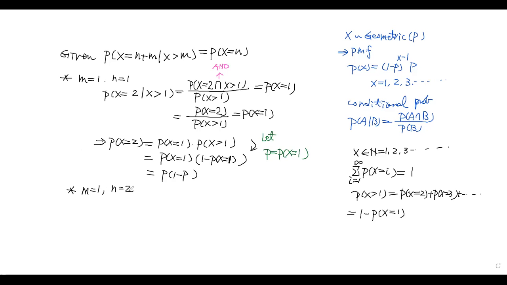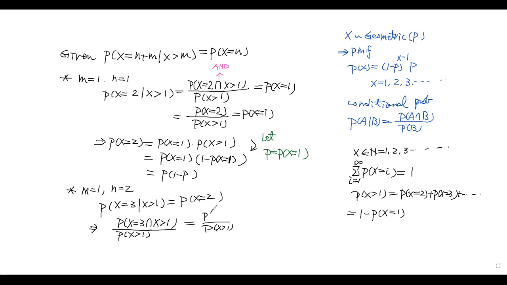Now let's take a look at A equal to 2. What is our situation? Based on this formula, the probability X equal to 3, given that X greater than 1, is going to be equal to the probability X equal to 2. That's what is given, right? So for my left-hand side, I use the conditional probability again. This is the probability X equal to 3 and X greater than 1, over the probability X greater than 1. So the probability X equal to 3 and X greater than 1 is the probability X equal to 3, and that equals the probability X equal to 2 times the probability X greater than 1.